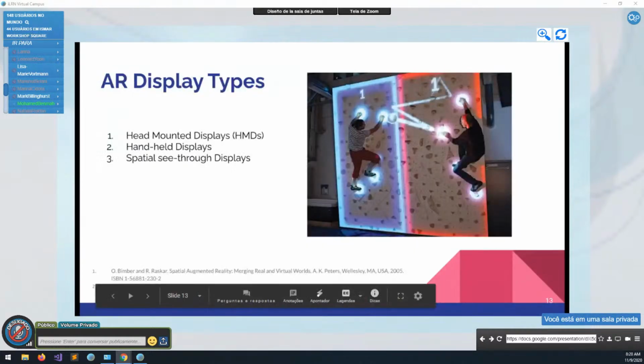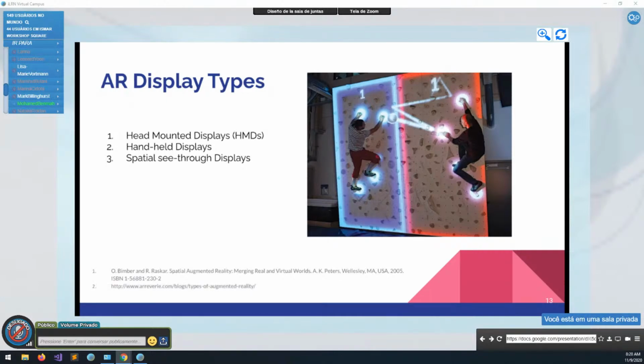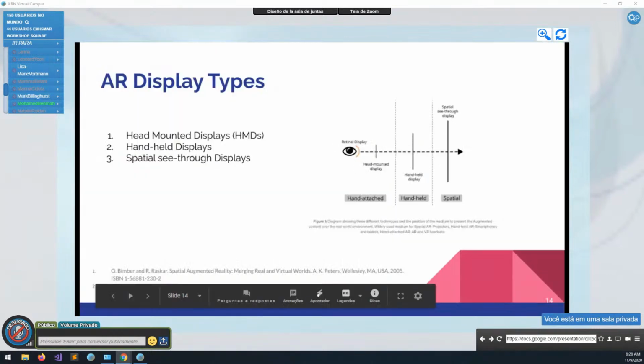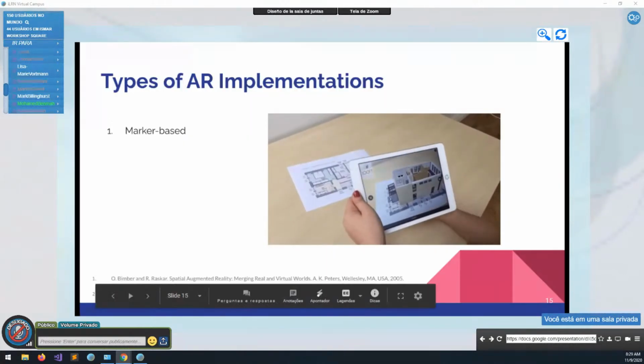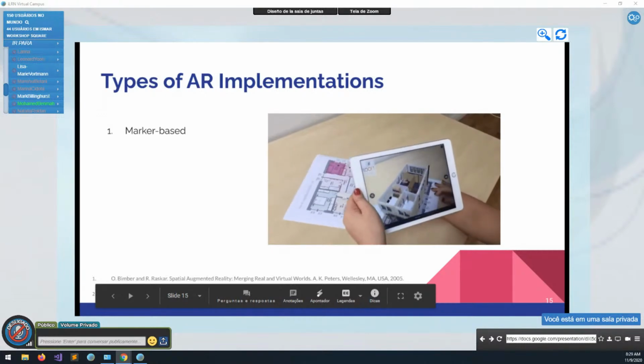Another type of display is that of spatial see-through displays, where these displays involve the video-based display of the real-time event from the screen of the monitor onto a surface. If you see on this given diagram, the range depends on the distance from the retinal display. So as it goes further, the spatial existence evolves.